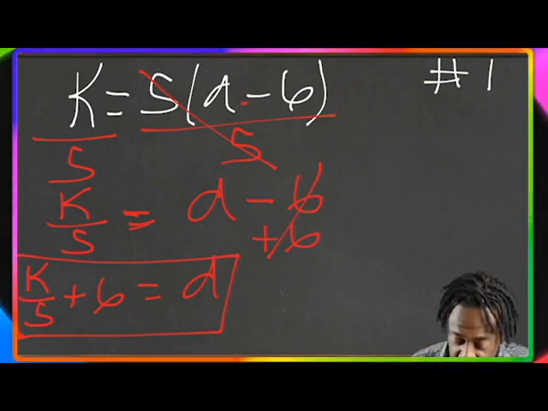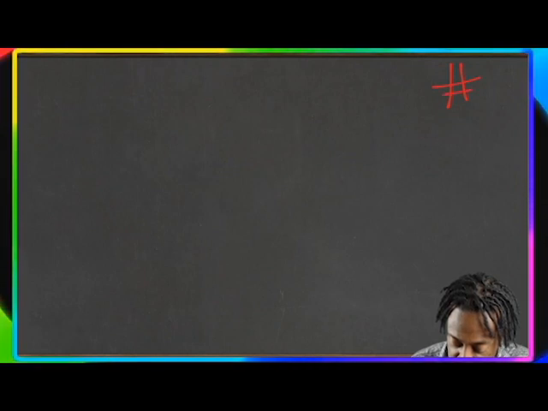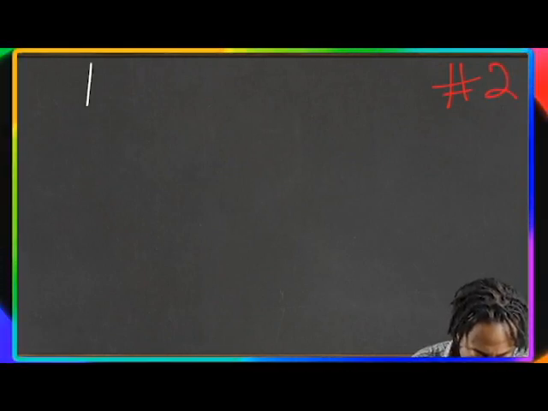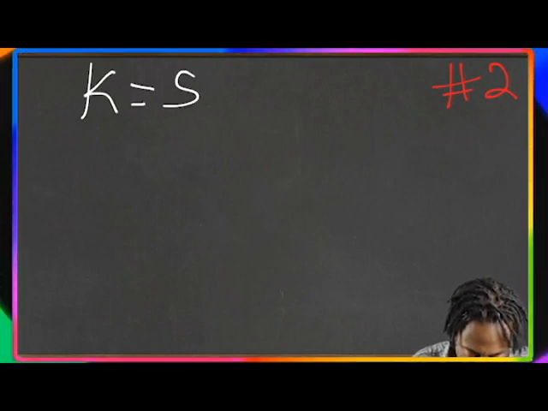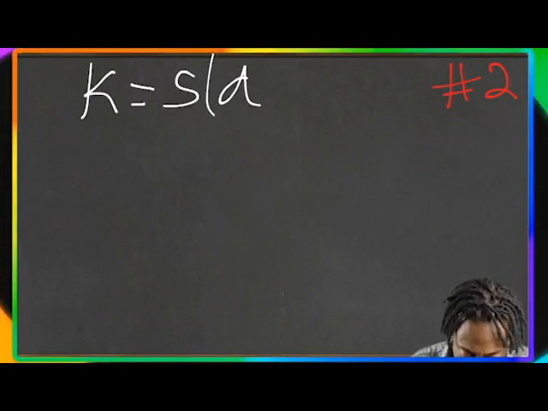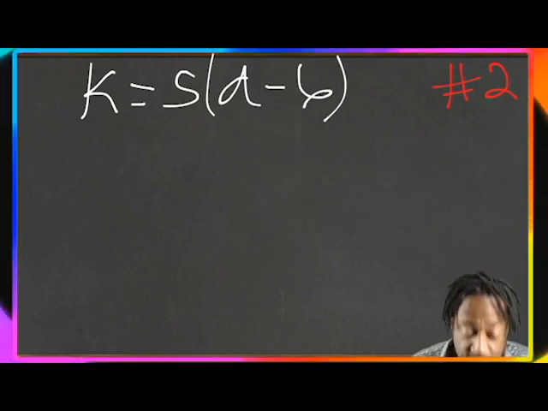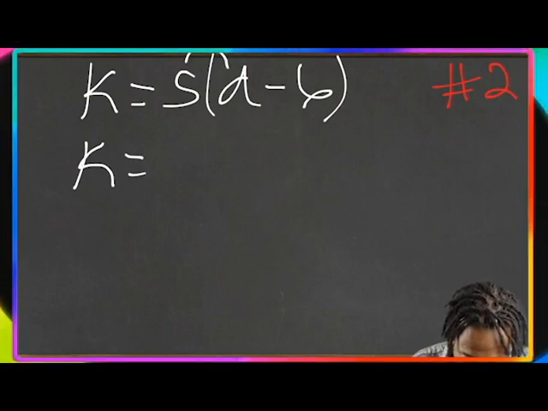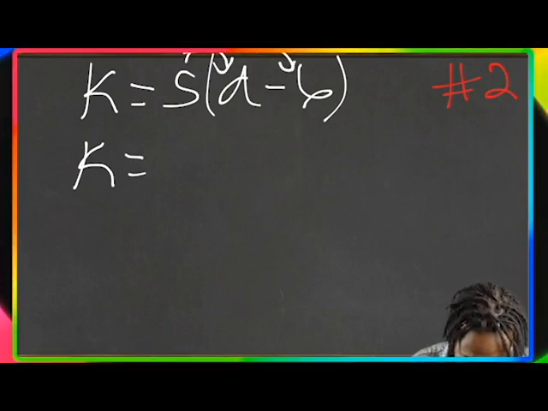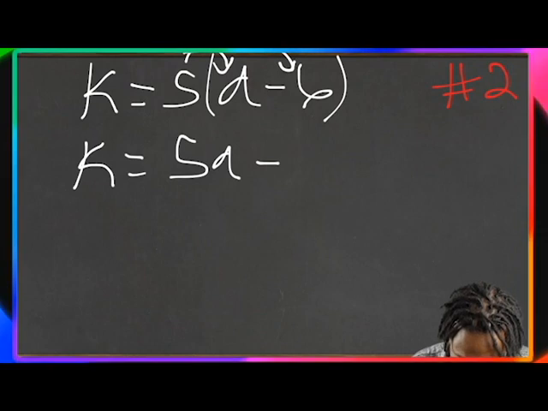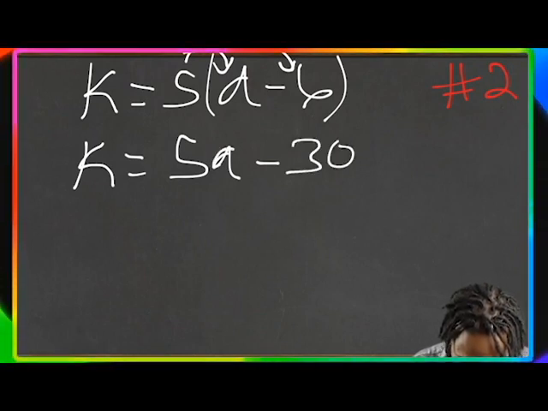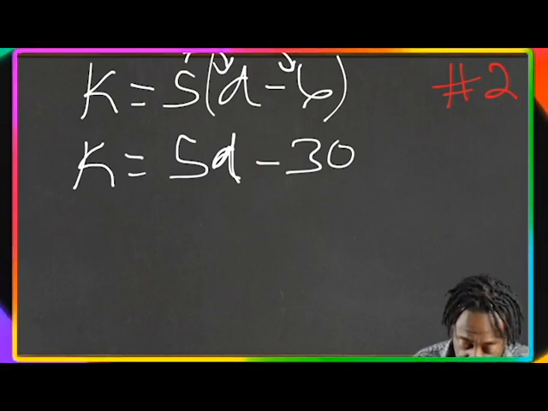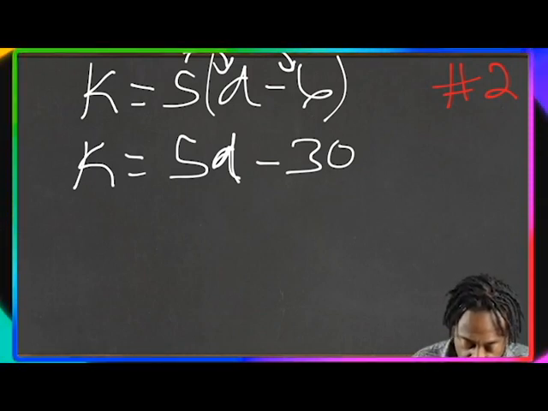Got method 1? Let's go right into method 2. Let's not even waste no time. Method 2. Let's put a number 2 on this side over here. Okay. So let's put the equation back up here. We have K is equal to 5 times D minus 6. And in method 2, we're going to distribute the 5 first. That means we're going to take this 5, go straight through. Okay. So 5D minus 30.